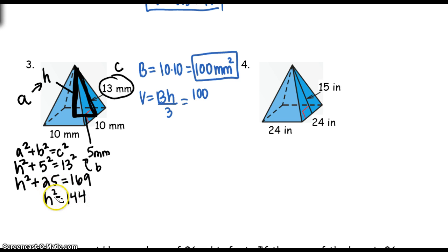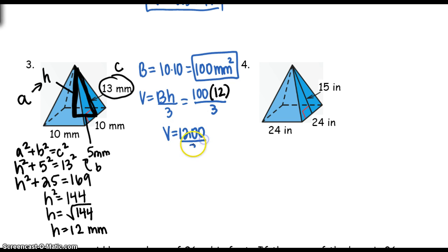How do you do the inverse of squaring? You're going to have to square root. So the square root of 144 on your calculator then should give you 12. So the height of our pyramid here is 12 millimeters. Now we can go put this 12 in right there, all over 3. Remember what I told you to do. Multiply your top together first, so we'll have 1200 over 3. And then go ahead and divide it out. So when I divide this out, I have 400 millimeters, and since this is volume, it's going to be cubed.